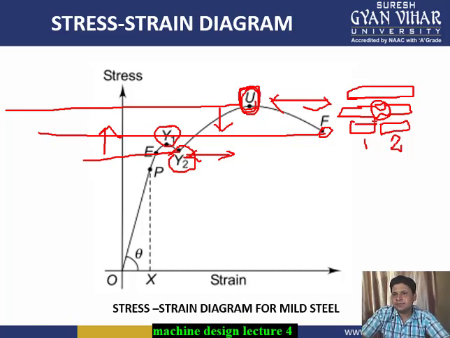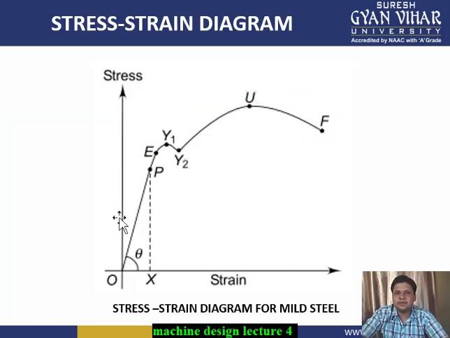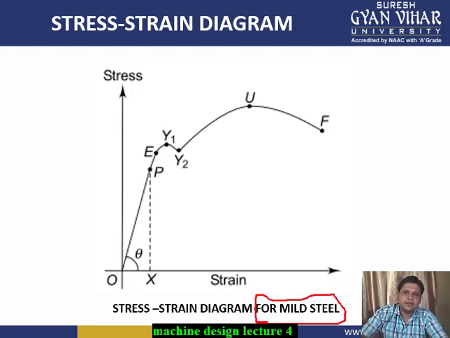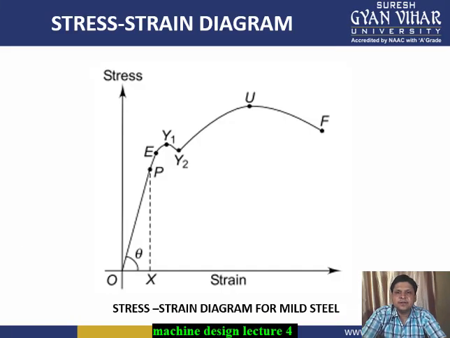Keep in mind that this stress strain diagram which you are seeing on the screen is basically for mild steel, and mild steel is a ductile material. Therefore, you are getting this complete graph.